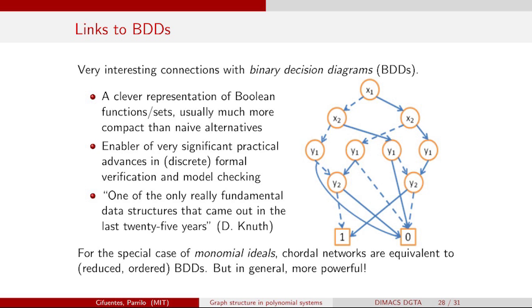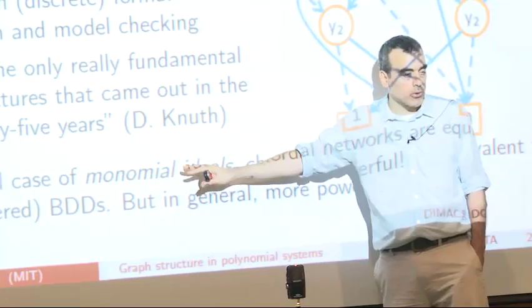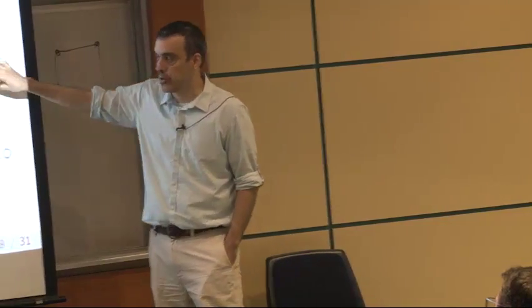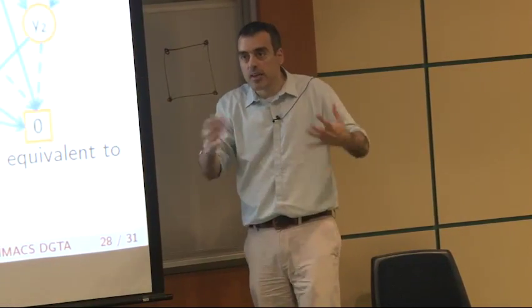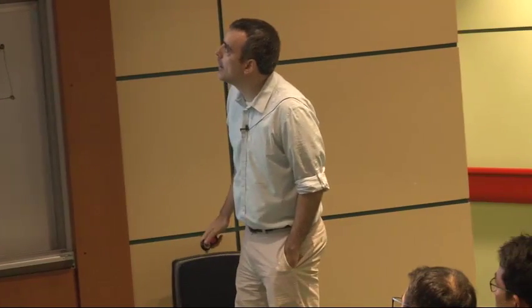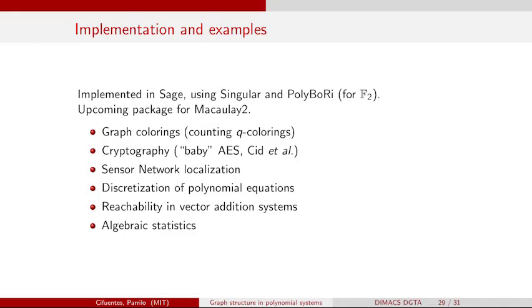And one thing that we're kind of surprised by: in a very particular situation, when you look at equations called monomial ideals, essentially our chordal networks will reduce to this case. But in the general case, you can do a lot more things than what you can do with BDDs. And I guess we'll explore that a little bit more in the future.